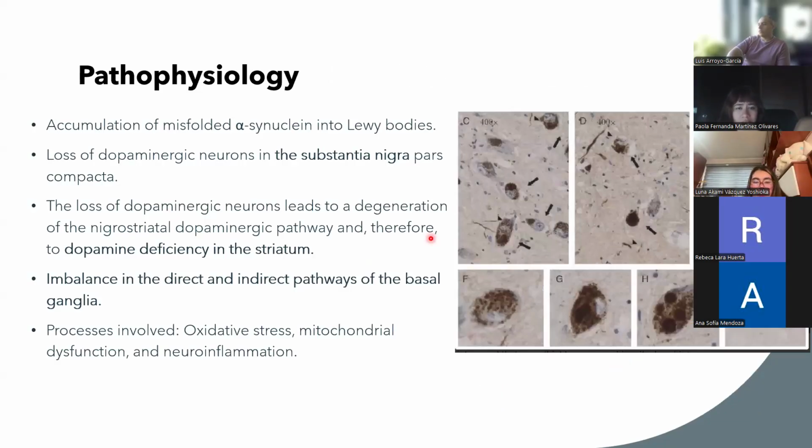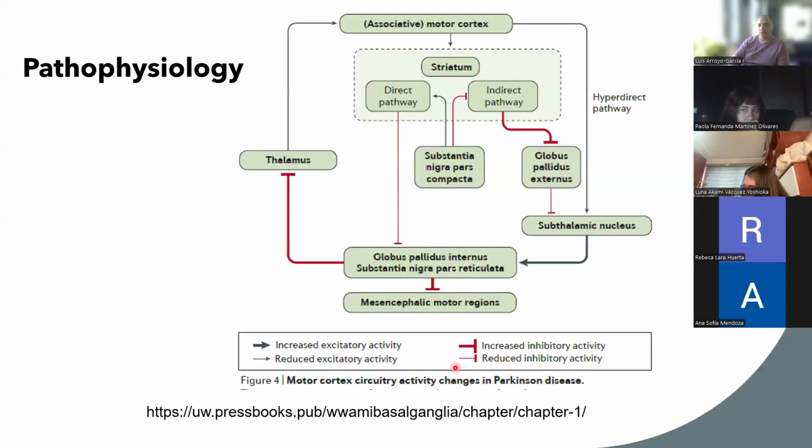Okay. So then we have alpha-synuclein that aggregates in something called Lewy bodies. Then we have the loss of dopaminergic neurons, then the deficiency in the striatum, and then the imbalance in the direct and indirect pathways of the basal ganglia. And there are processes involved, which are oxidative stress, mitochondrial dysfunction, and neuroinflammation. Let's go again. This is what we need. So, for example, this is the same, and this is this part here.